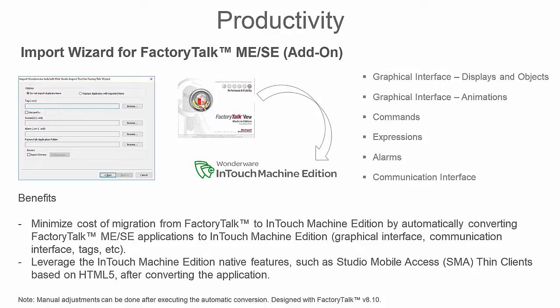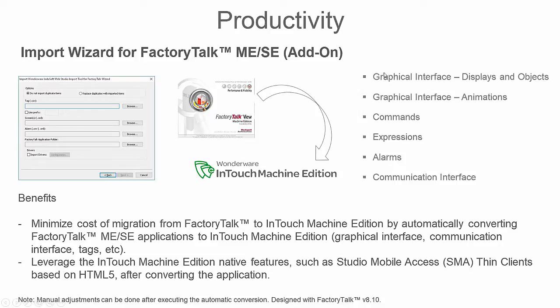The bottom line, the whole goal of the import wizard is to save time and increase productivity when converting products from other HMIs, in this case from the FactoryTalk product, to InTouch Machine Edition. And just like any other conversion tool in the market, it does not convert absolutely 100% of the application, but the goal is to convert as much as possible to reduce as much as possible the time required to convert applications from FactoryTalk to InTouch Machine Edition.